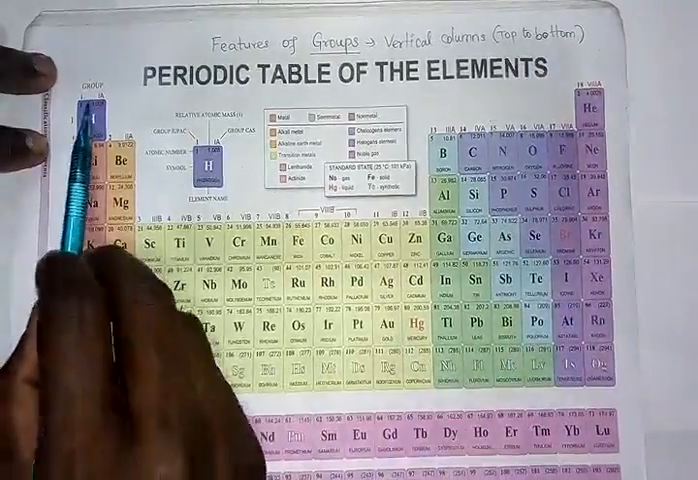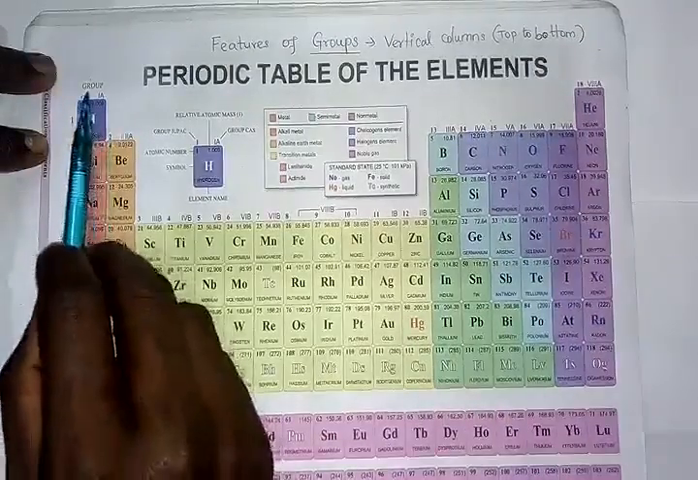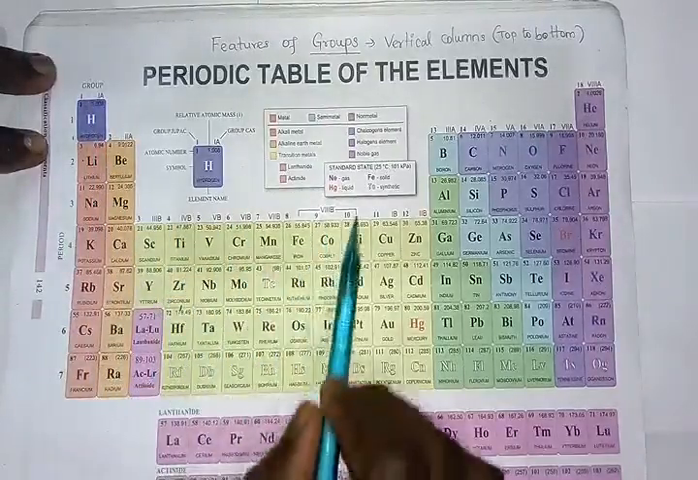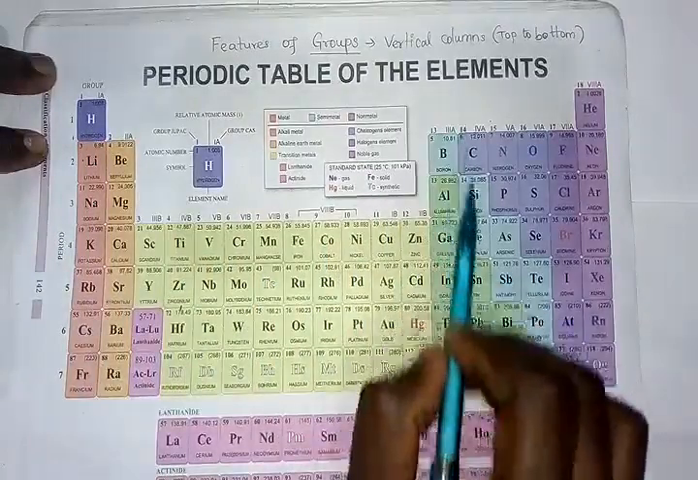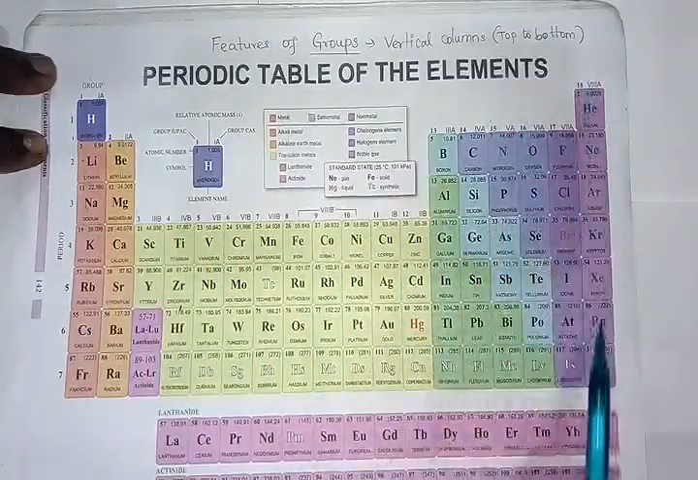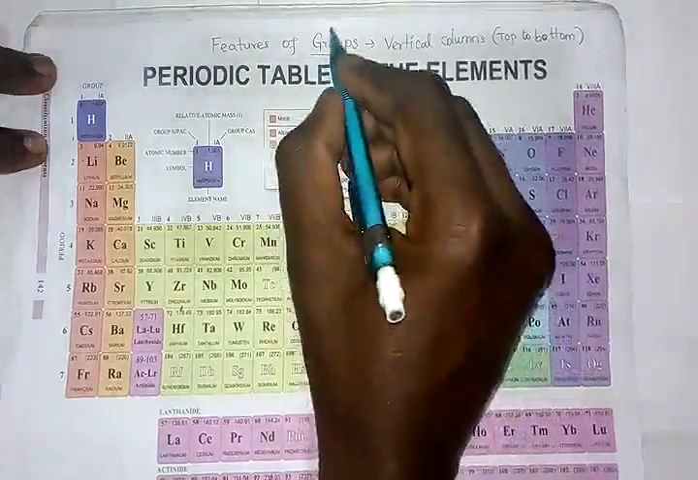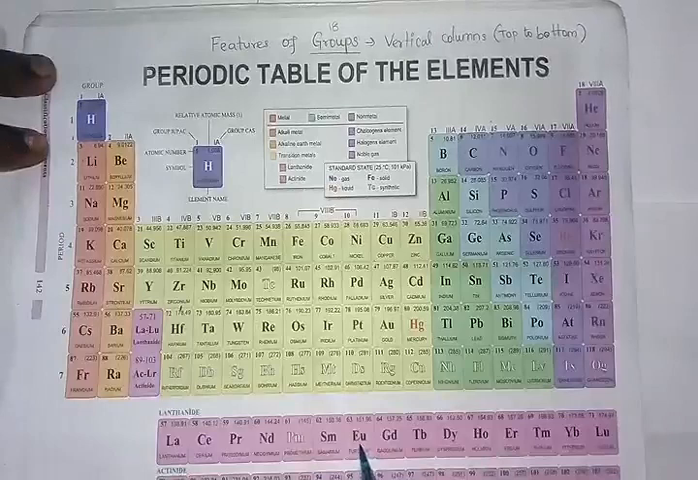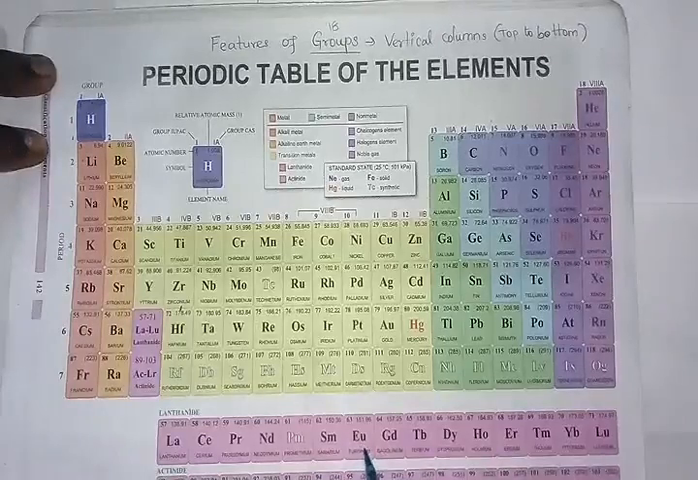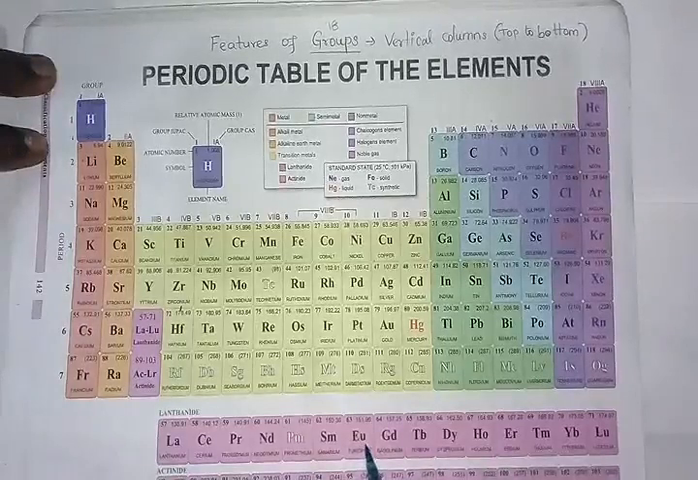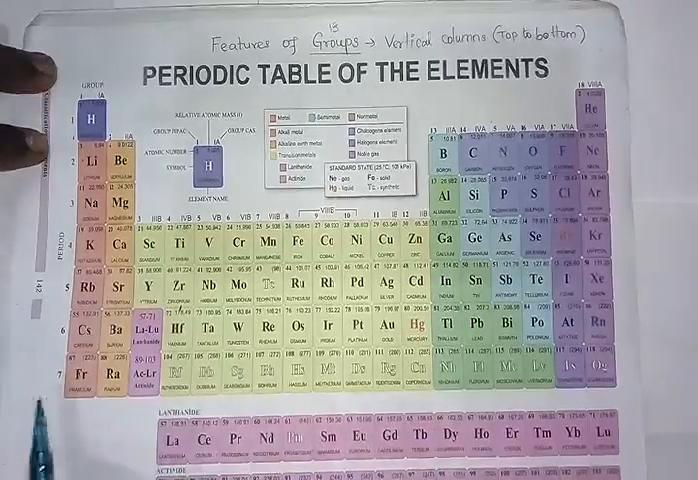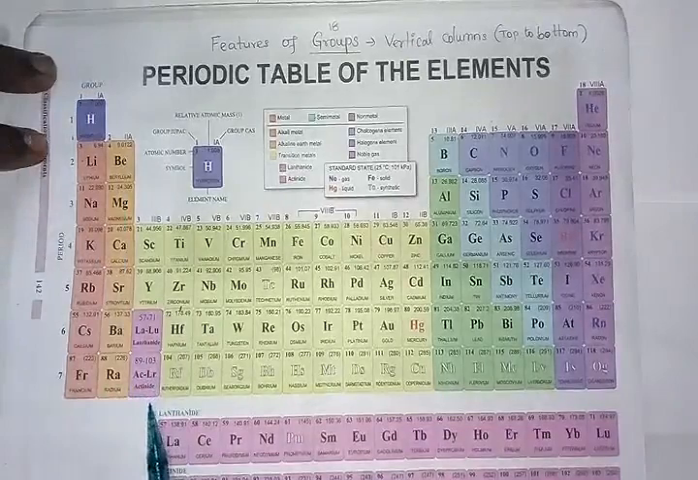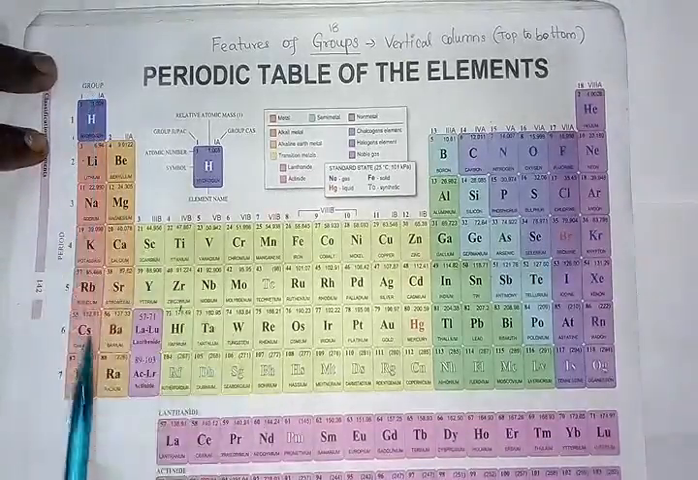So just look at it. How many groups do we have? 1 2 3 4 5 6 7 8 9 10 11 12 13 14 15 16 17 18. So there are 18 groups in the modern periodic table. This is information you should know. Next we will see the group names, the first group name, second group name, everything. So let us see the first group.